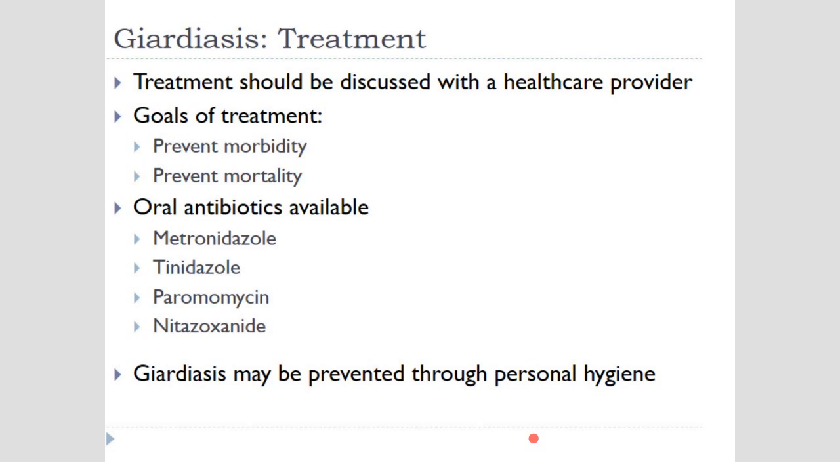Otherwise, you can see that the goal of the treatment is you want to prevent morbidity, illness, and also prevent mortality. The drugs of choice we have are oral antibiotics: metronidazole, tinidazole, paromomycin, and nitazoxanide. So these are some of the drugs. The classical drug is metronidazole or azole-like drugs. But the best kind of management, I would say, is you want to take care of your personal hygiene.